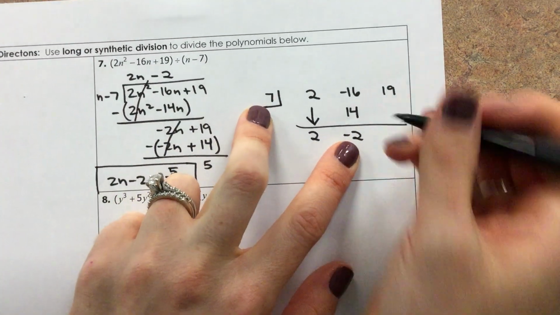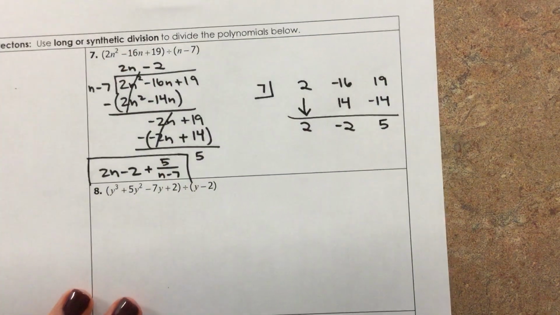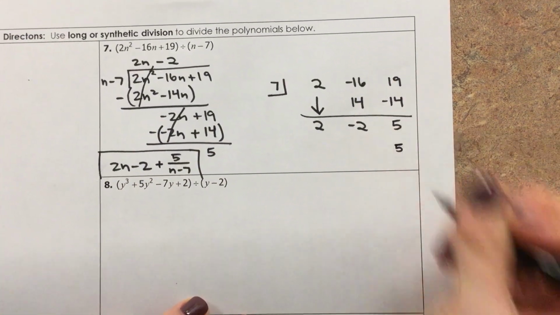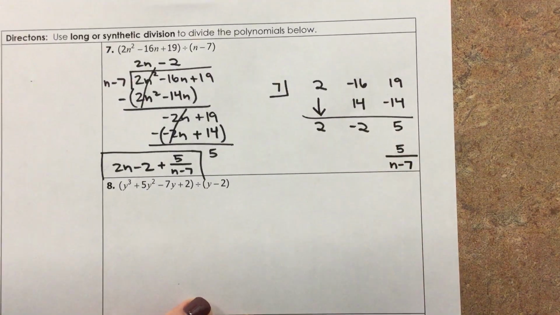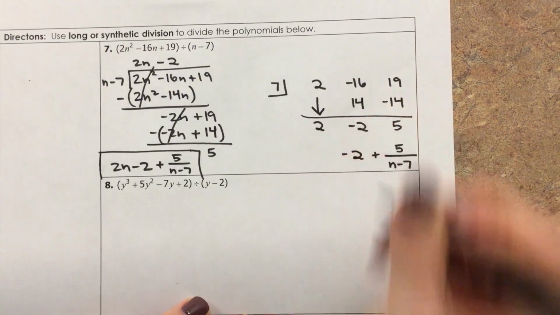Then we multiply and combine, and that gives us 5. So now when you're writing the answer, I suggest you start from the back. So there's a 5, our remainder. We put that over the divisor of n minus 7. It's positive. And then -2 is the constant.